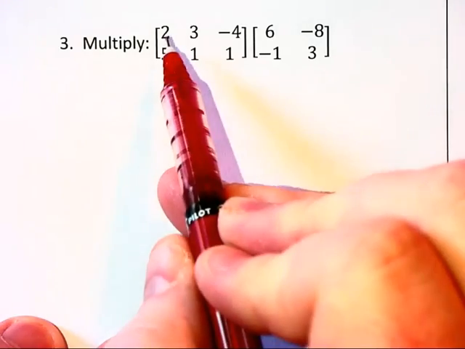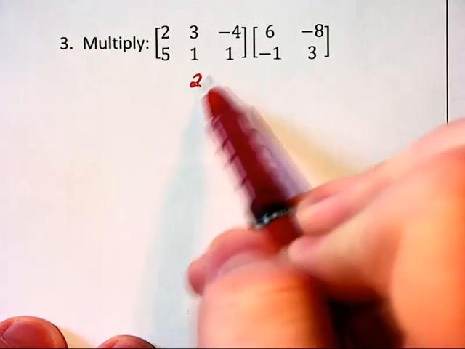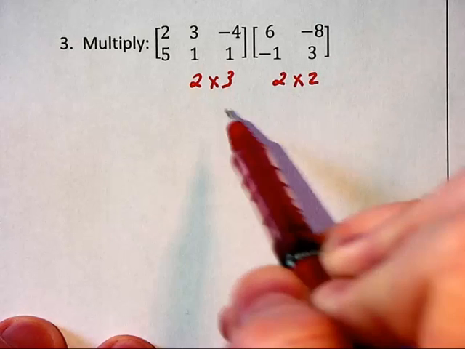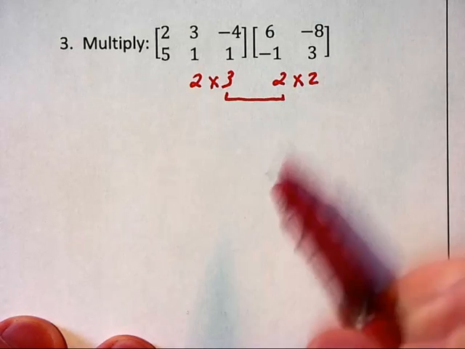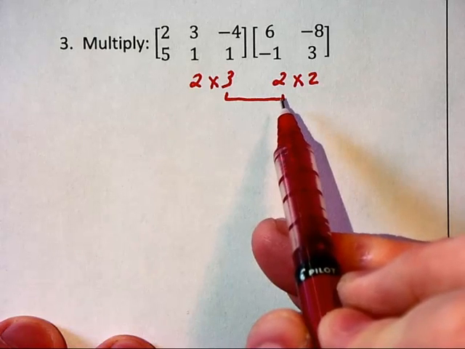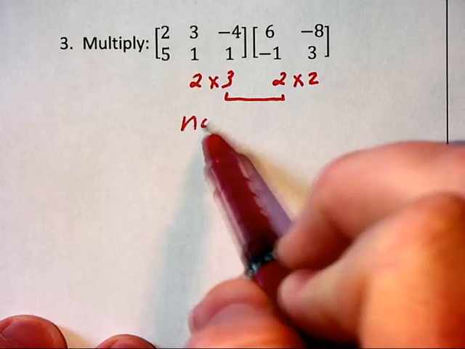When multiplying matrices, you want to make sure that they are of compatible size or order. This first one is 2 rows by 3 columns, and the second one is 2 rows by 2 columns. Since the numbers in the middle don't match, since the number of columns of the first does not match the number of rows of the second, this is not possible.